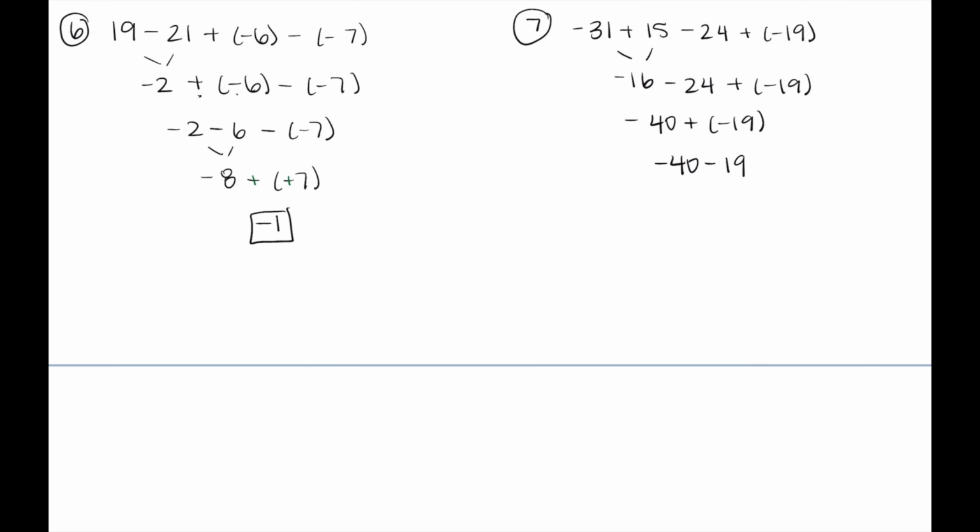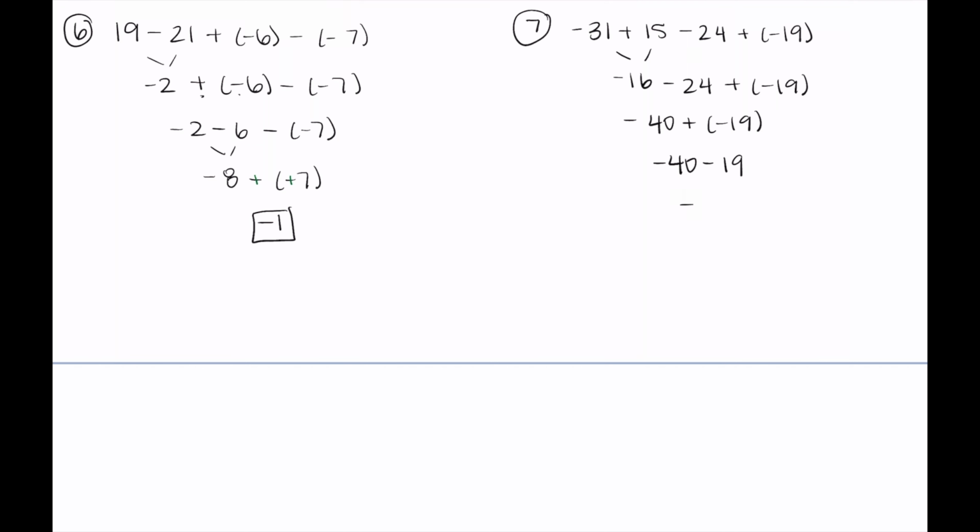For this, since we're already at negative 40 and we're subtracting 19, we know that we're going to end up with a bigger negative number again. So we'll go ahead and add 40 and 19 together. When we do that, we get 59. But we know that our answer will be negative, right? Because we were moving to the left. So our answer for number 7 will be negative 59.